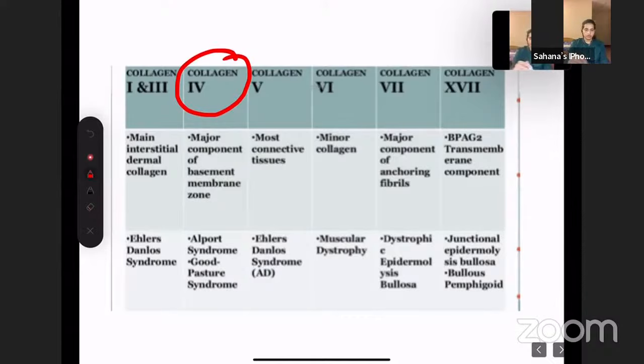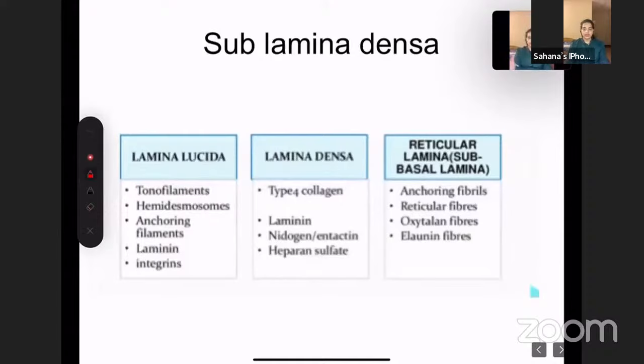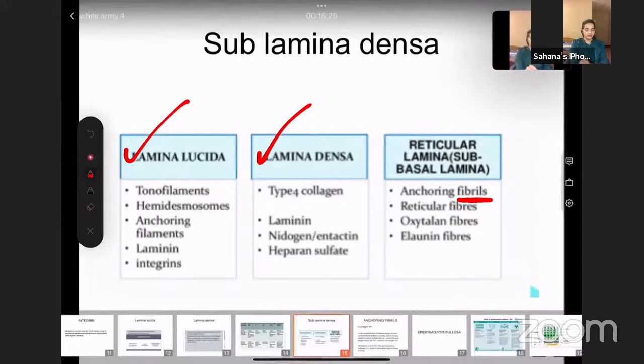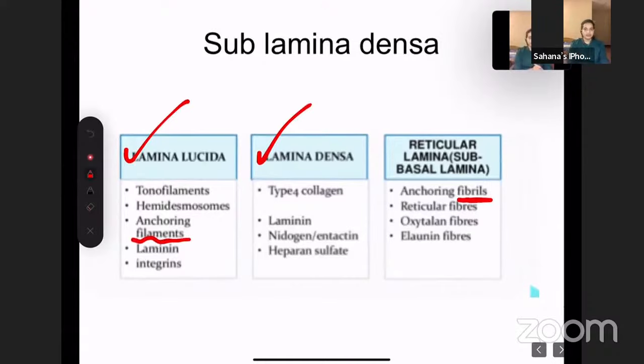This is collagen 4. So coming to the last layer, the Sublamina Densa. We already read about all this, Lamina Lucida, Lamina Densa. So the Sublamina Densa has something which is known as anchoring fibrils. This is why I said, remember that in the Lamina Lucida, it was known as anchoring filaments. So both of them are totally different. This is the anchoring filament, and in the Sublamina Densa, you have something which is known as anchoring fibrils.